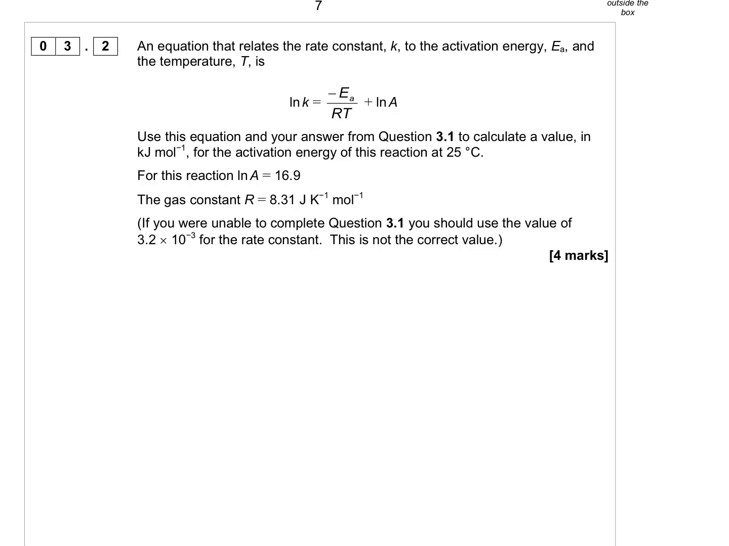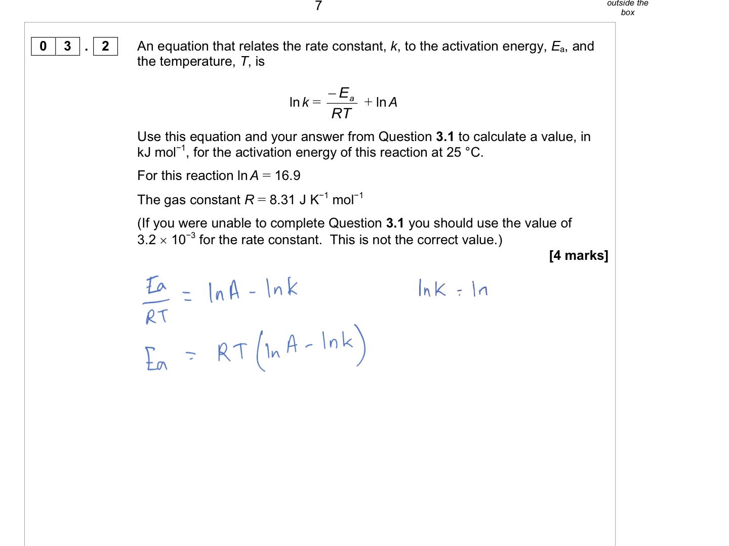The second part of this question relates to the Arrhenius equation and how the rate changes with temperature, but rather than expecting you to draw an Arrhenius plot, you just need to rearrange the Arrhenius equation and then plug the numbers in. So you're being asked to work out the activation energy. If we rearrange the equation, we'll find that the activation energy is equal to R times T times ln of A minus ln of k.